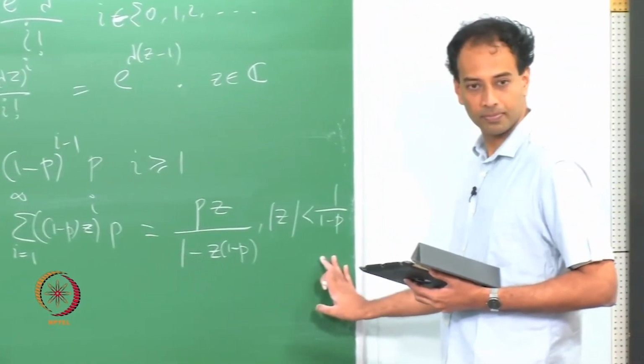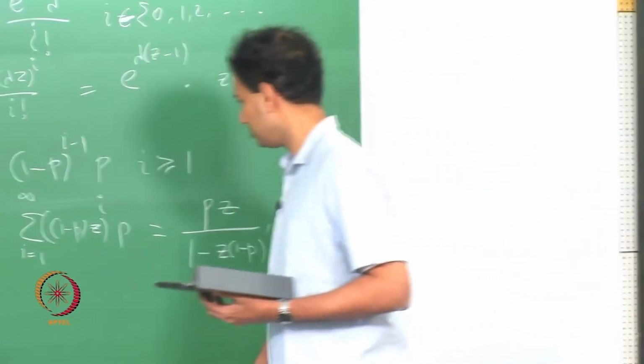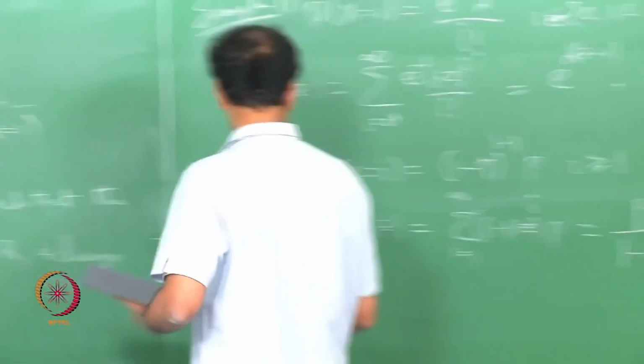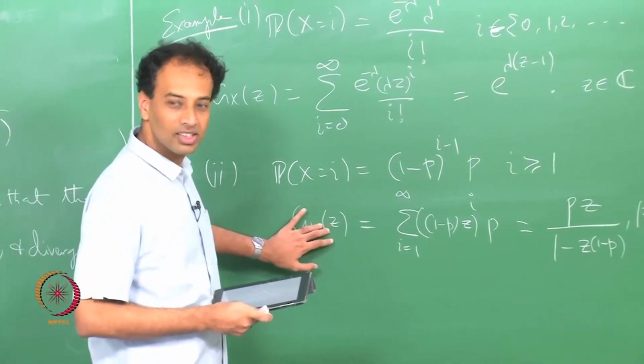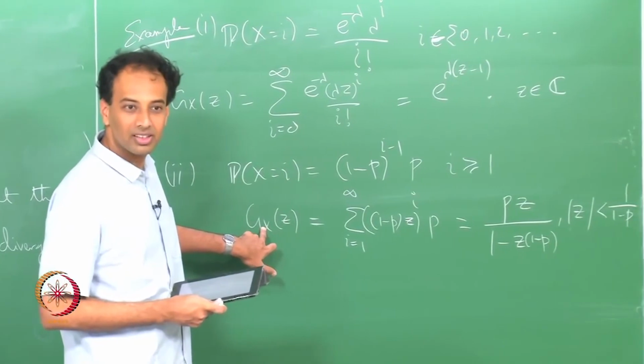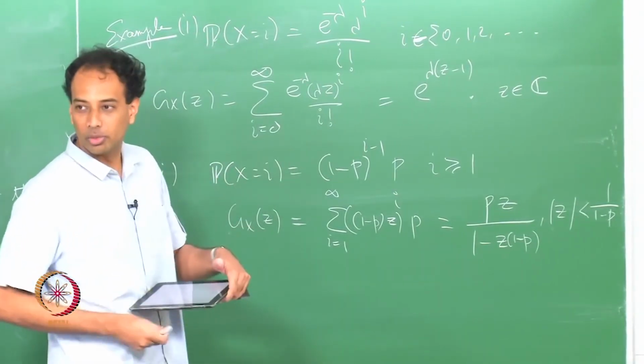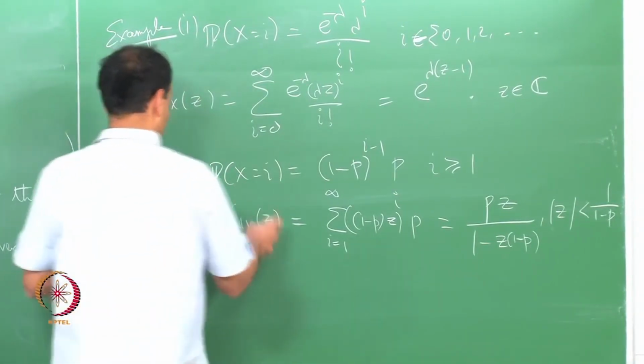Is that okay? So, in terms of notation I am using big G for generating function, okay, and I am suffixing it with the random variable I am talking about, okay, and z is the argument.